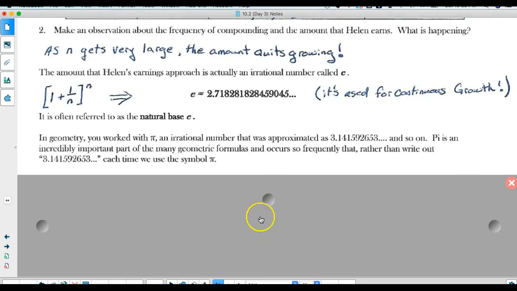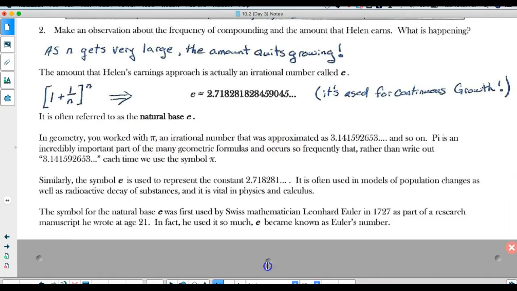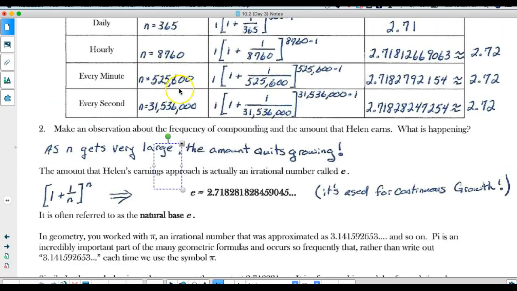I discussed pi. Bottom line, here's some stuff you really don't care about, I'm sure: the guy that invented e. But basically, as our interest compounds, as n, the number of times compounding, approaches infinity, as n goes to seconds, half seconds, whatever, getting bigger and bigger, this number is encroaching on the number e.